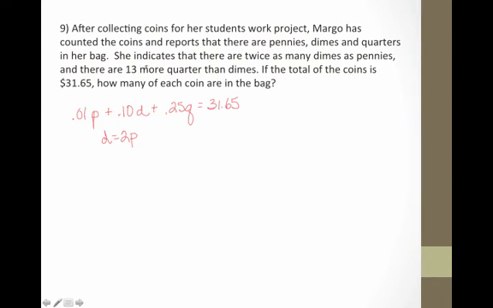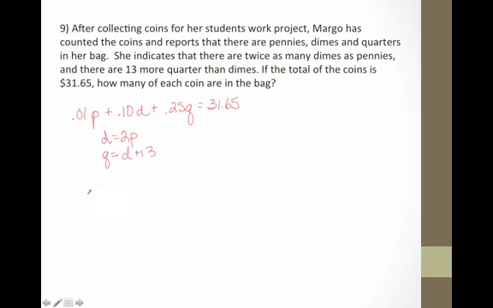I also know that there are 13 more quarters than I have dimes. So the number of quarters I have would equal my dimes plus 13 more. I could have written Q minus 13 equals my dimes, but I'm going to write it as Q equals D plus 13 because in a minute I'll show you why that's going to be easier for us. But you could have absolutely done it a different way. Remember, there are multiple ways to solve by substitution and by elimination.